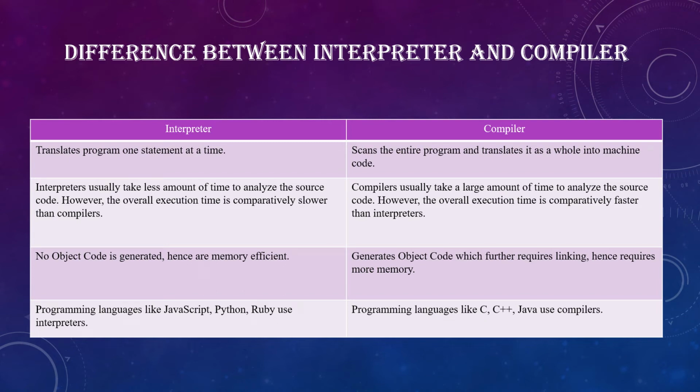Compilers usually take a large amount of time to analyze the source code. However, the overall execution time is comparatively faster than interpreters. In interpreter, no object code is generated, hence they are memory efficient. Compilers generate object code, which further requires linking, hence requires more memory. Programming languages like JavaScript, Python, Ruby use interpreters. Programming languages like C, C++, Java use compilers.